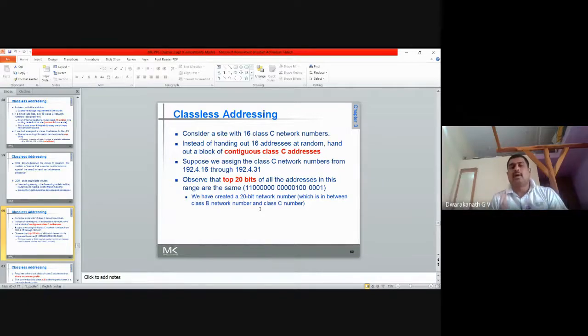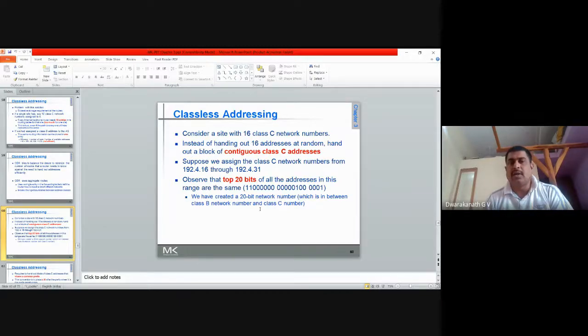How? I will come to it here. You can see here, suppose we assign the class C network numbers from 192.4.16 through 192.4.31. Observe carefully, 16 to 31. So this is how contiguous IP addresses you can keep on generating.